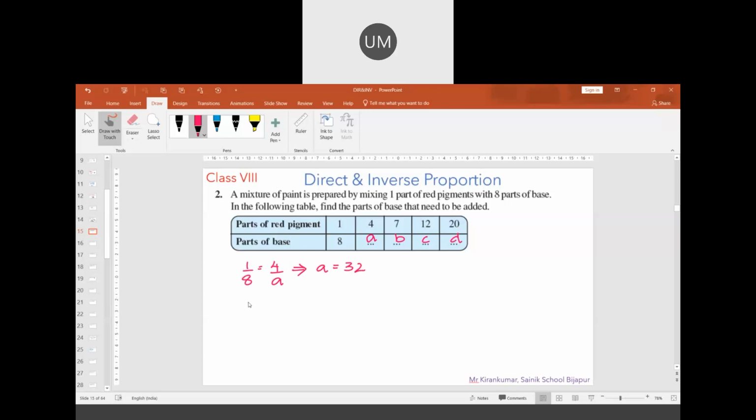Next, we can consider this B. 1 by 8 is equal to 7 by B. B is equal to 8 into 7, which is 56. Then 1 by 8 is equal to 12 by C, so C is equal to 96. Then 1 by 8 is equal to 20 by D, so D is equal to 20 into 8, which is 160.